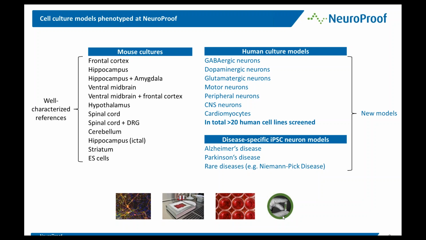Over the years, we have collected several mouse cultures as reference, which you see here. These are well characterized by many groups, and there's lots of literature characterizing those mouse or rodent cultures. But we have also screened several different human iPS culture models, including GABAergic, dopaminergic, glutamatergic neurons, but also motor neurons or peripheral neurons. And we have also screened different genetically associated disease models, such as Alzheimer's or Parkinson's or rare diseases, with this technology.